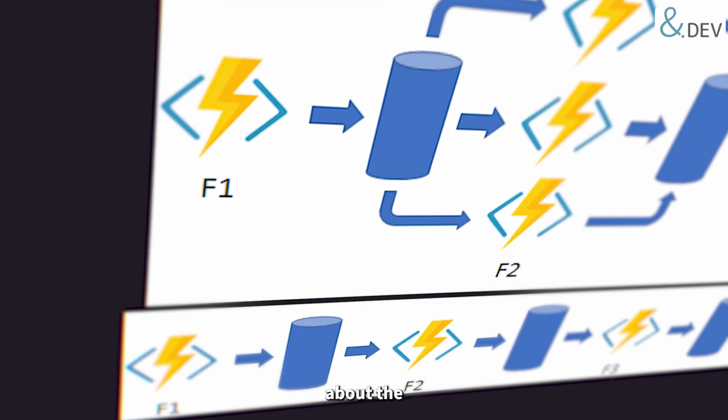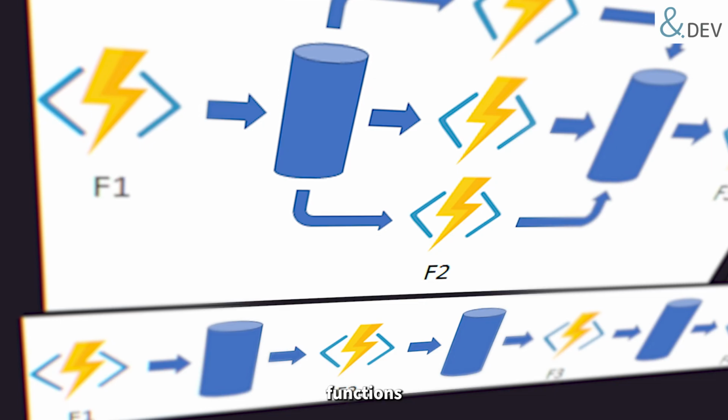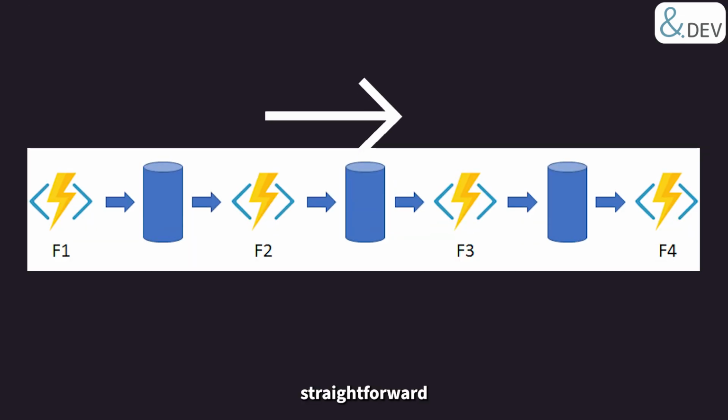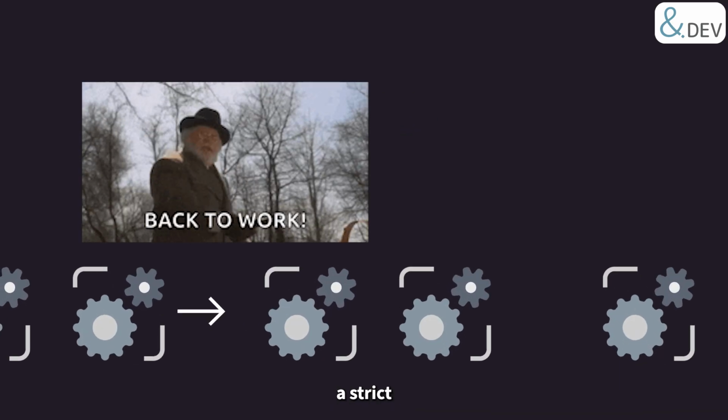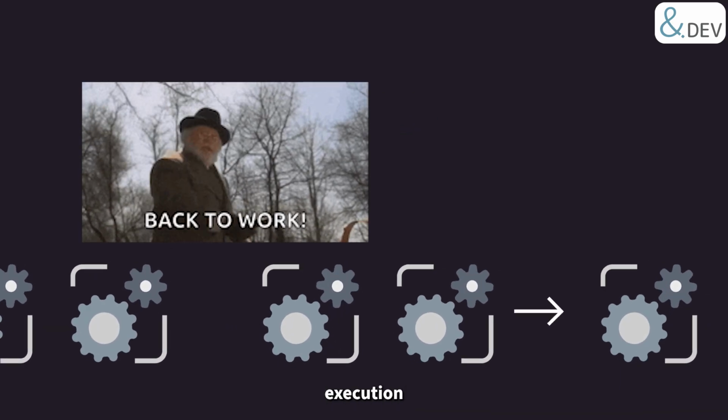Today we are talking about the world of durable functions application patterns. Let's get started. The first pattern we will explore is function chaining, which is a straightforward approach where one function's output serves as the input for the next function. This pattern ensures a strict sequential execution of tasks.